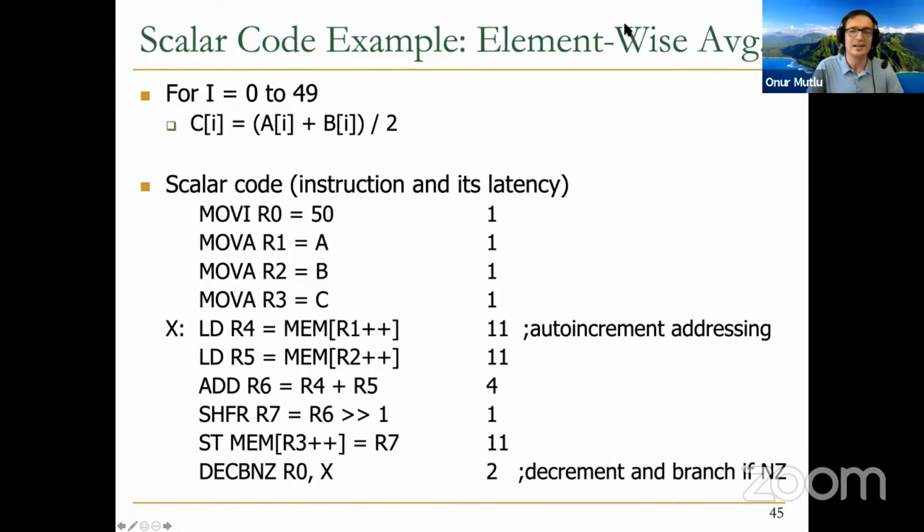This is, again, element-wise average. Programs actually do this, as I said. Basically, we're going to element-wise average 2 vectors of length 50 in this particular case, as you can see, and store the result into another vector.